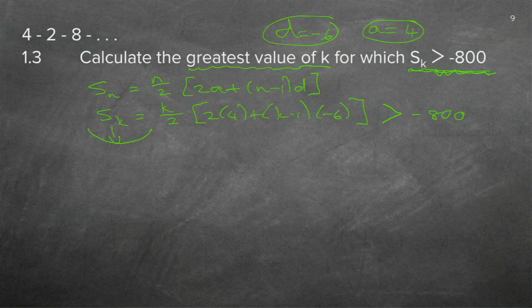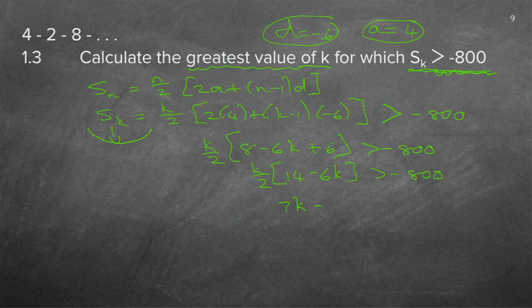So now I just quickly have to multiply out here again. It was 8 minus 6k plus 6. You remember, it's the same as the previous one, k over 2, greater than, I can't just write the previous answer because there's now minus 800 involved. So it's 14 minus 6k. This part on the left-hand side is going to be the same as the previous one. It's going to be 7k minus 3k squared. I'm going to bring the 800 over here, plus 800 is greater than 0.